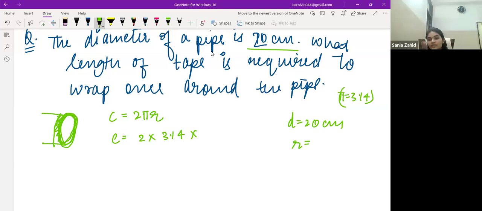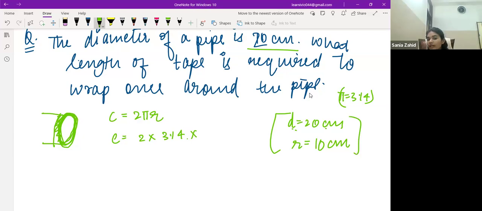Radius is diameter by 2. Yes, radius is 10. Why is radius 10? I'm asking you, if diameter is 20, what is the radius? If diameter is given, how do you find the radius? 20 by 2. Why are you dividing with 3.14? So 20 by 2 is 10 centimeter.